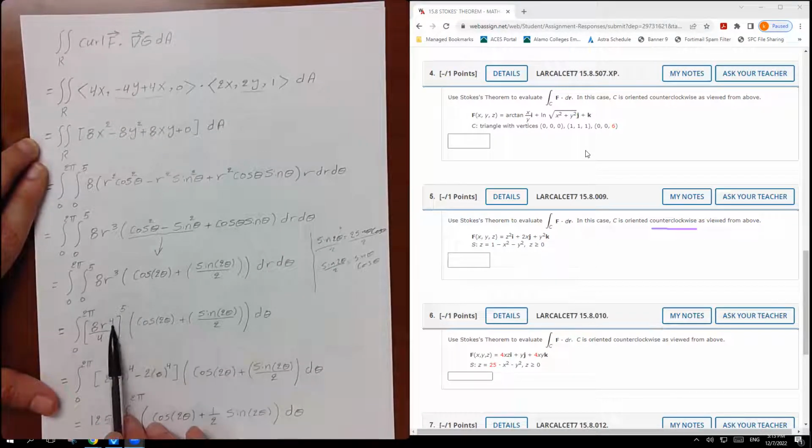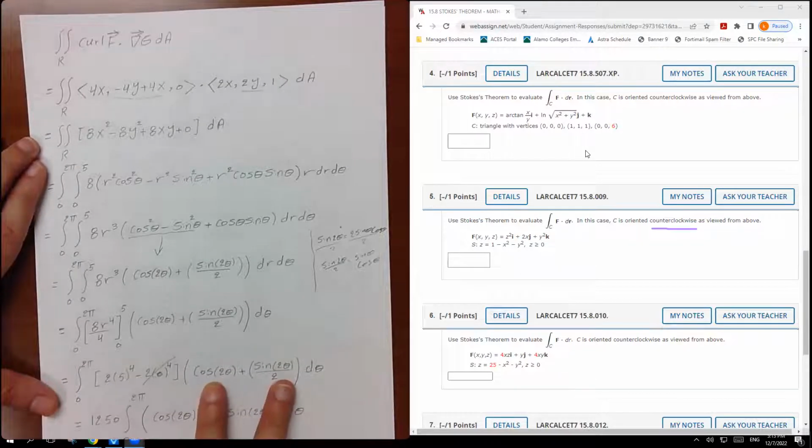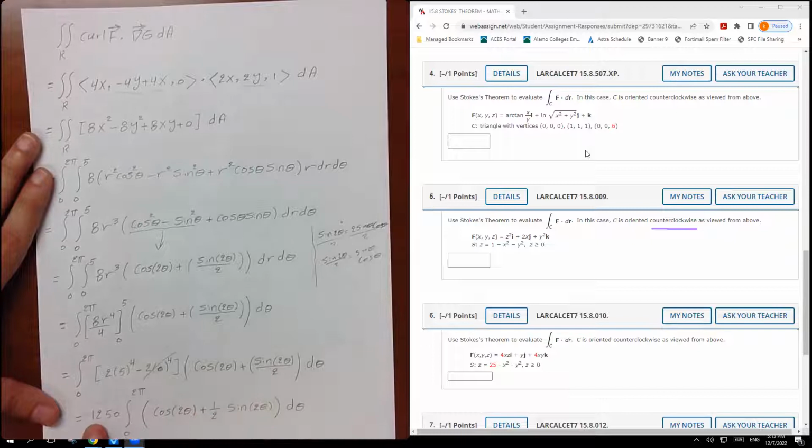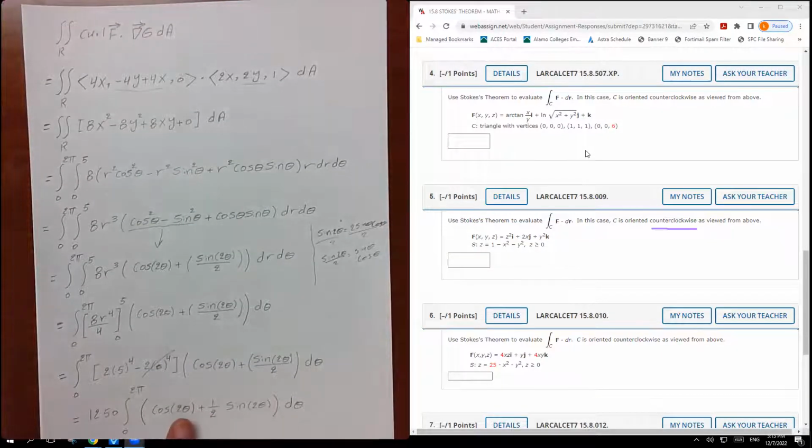So it's going to be r to the power 4 divided by 4 from 0 to 5, and everything here is a constant. So simplify this one, it's going to be 2, and plug in the 5, so it's going to be 2 times 5 to the power 4 minus 2 times 0 to the power 4. This is cancelled, and here is the constant, so it's going to be 1250, and the integral for the leftover here, which is cosine 2 theta plus 1 over 2 sine 2 theta. We're going to let u equal 2 theta.